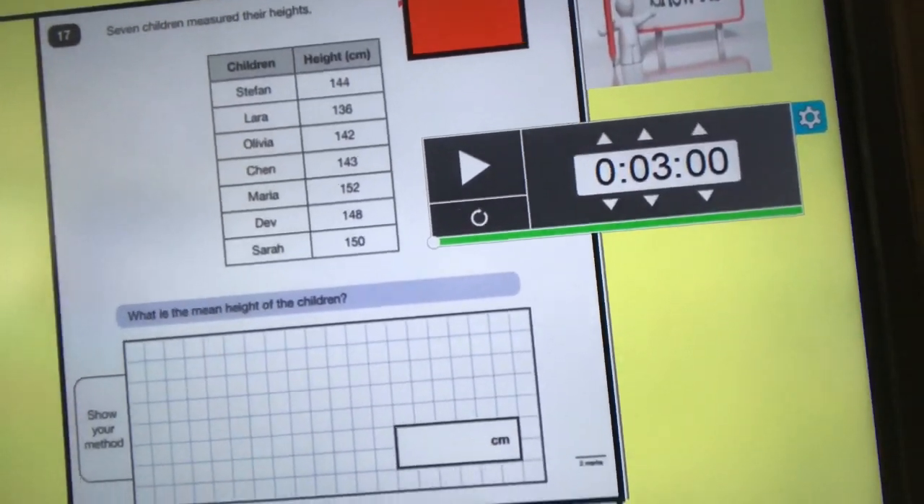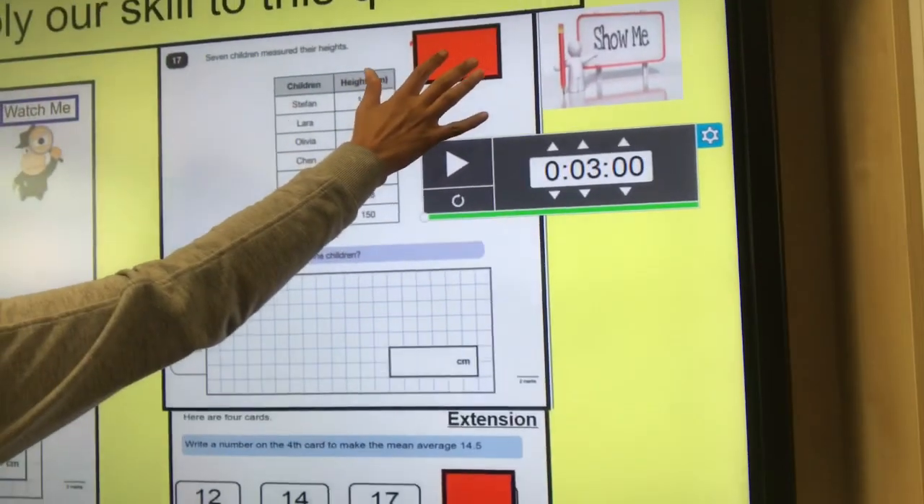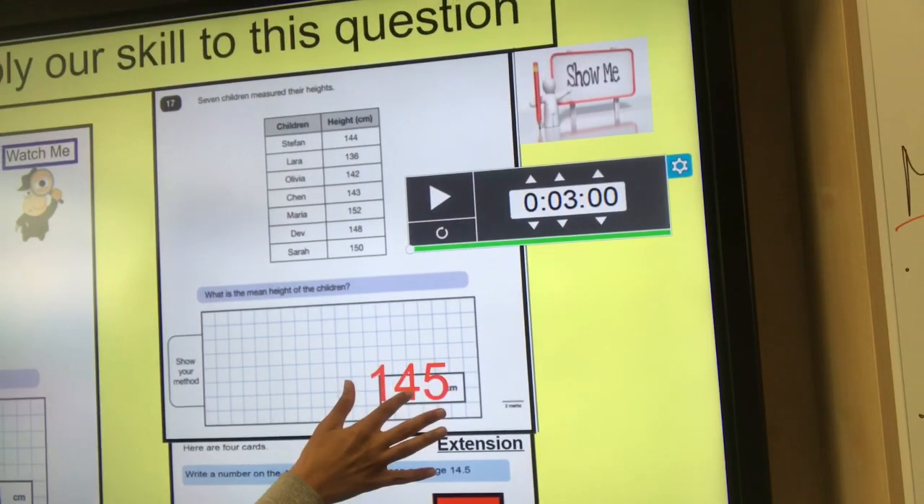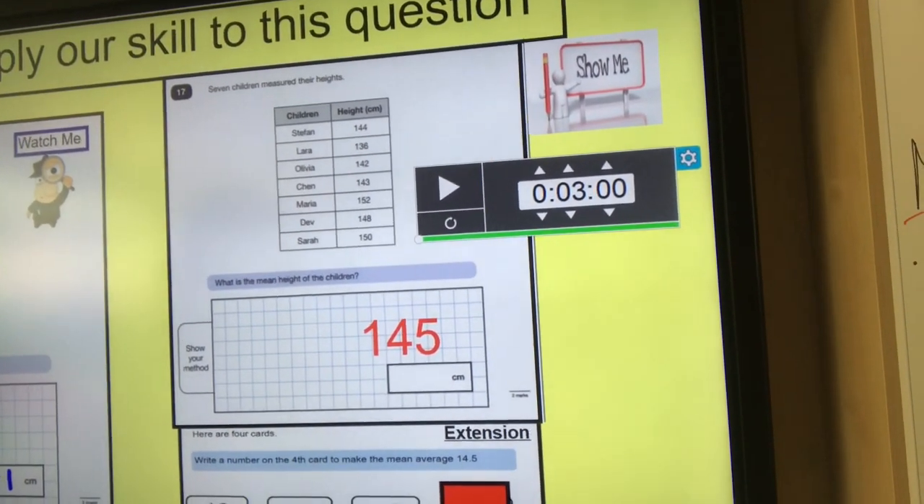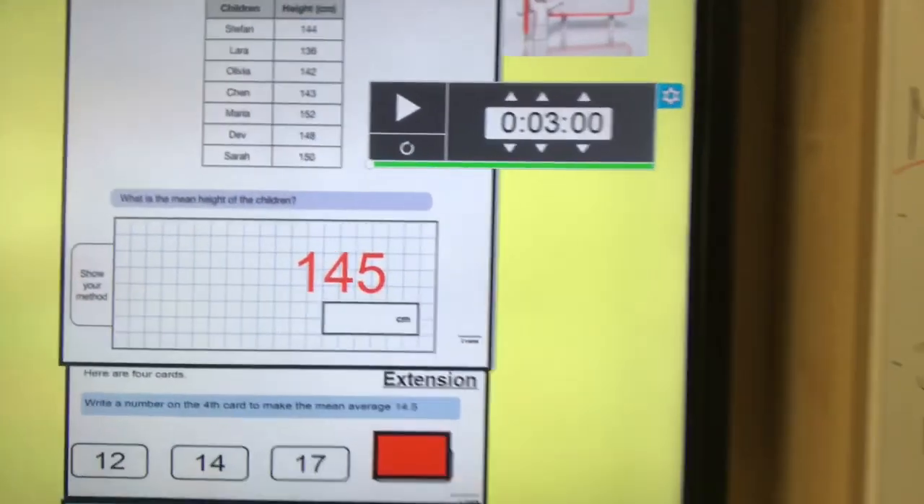Okay, we are not going to model this. We are just going to show you the answer. So the answer you should have calculated is 145 centimetres. We also have an extension down here.